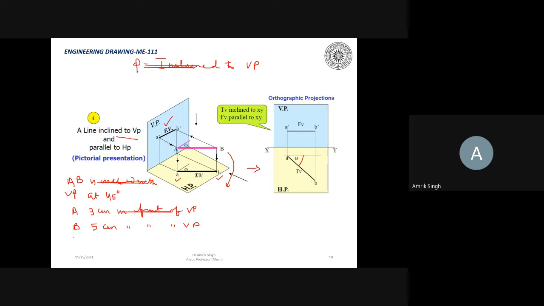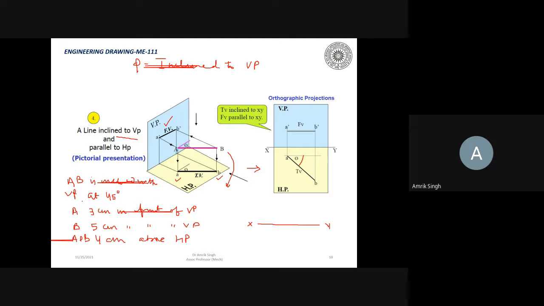Also, we'll say point A and B 4 centimeter above HP. Okay? So this is the data given. So how to draw this problem? You see here. First of all, we draw a reference line, say XY.